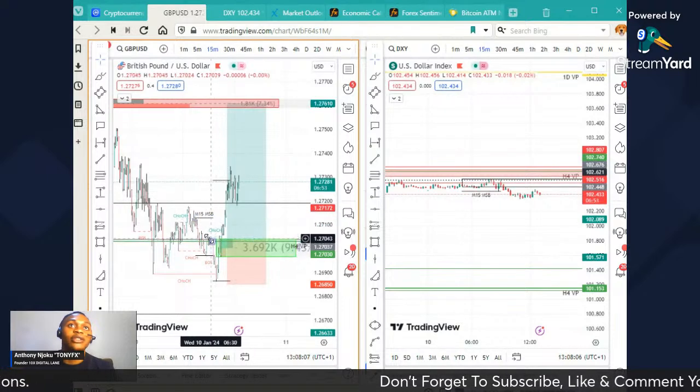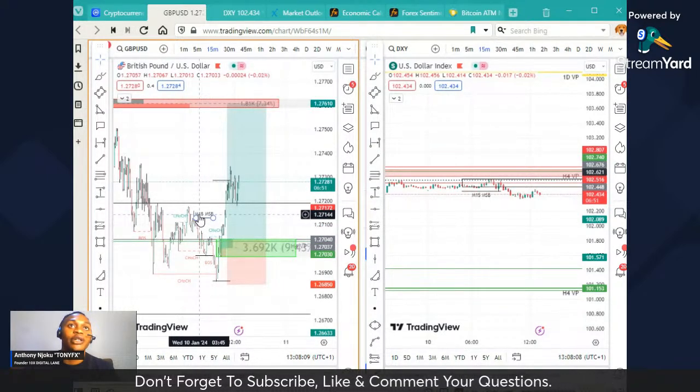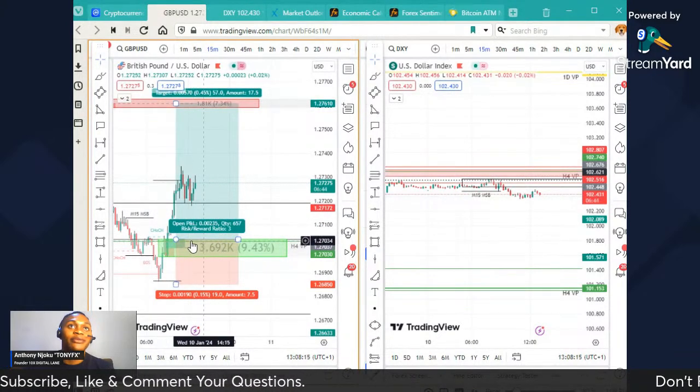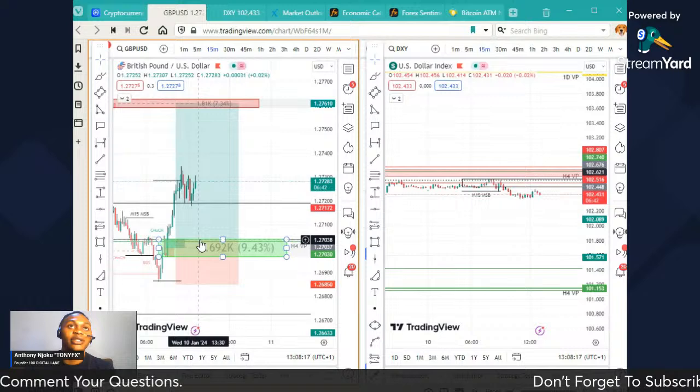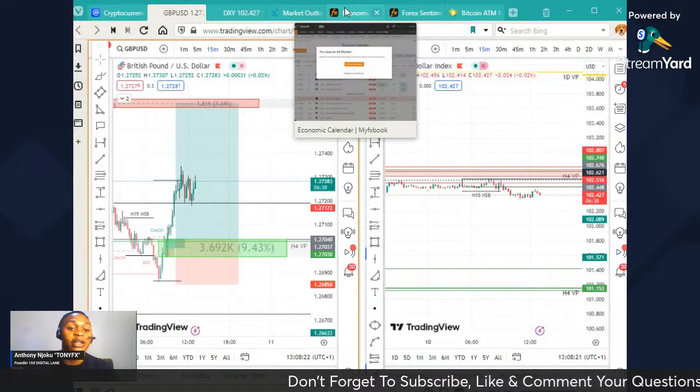So you can see it already has a change of character and also a market structure break in the opposite direction. So as the market comes back, it picks up these trades here. There are some trades here. The market will pick them up and then continue pushing to the upside. So that's what I see.